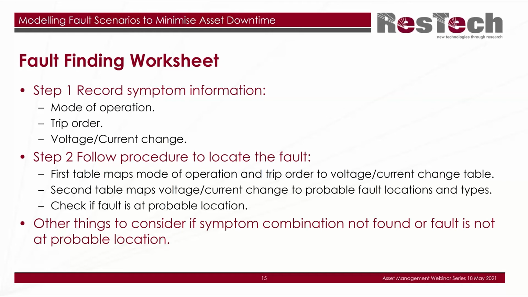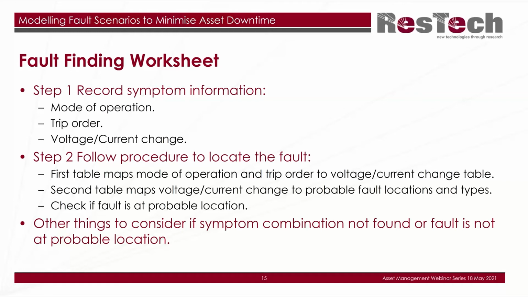The first table maps a particular mode of operation and trip order to a table which has a set of voltage and current changes. In that second table, you then match the voltage and current changes to look at the probable fault locations and fault types. Hopefully there'll only be one or a small number of combinations that map to what you see on the SCADA plot. Then you can check to see if the fault is at the probable location. That means you narrow in very quickly, without having to do anything other than just looking at the SCADA readings.